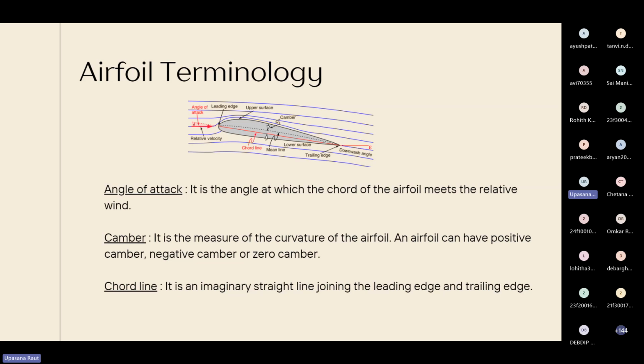The camber can be curved upwards, which means it's a positive camber airfoil. If the camber is along the same line as the chord line, that means the camber of the airfoil is zero. If the camber curves downwards, it's called negative camber. All these different kinds of camber have different applications. For example, zero camber is used in helicopter propellers. All these cambers have their role.